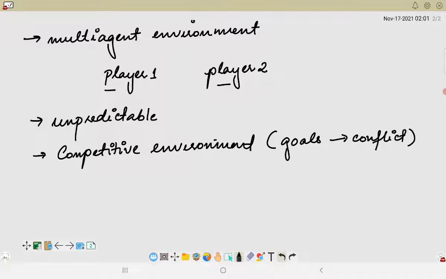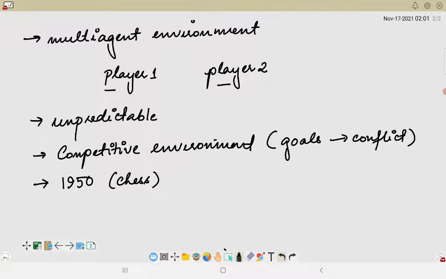It was first taken up in 1950 by the artificial intelligence domain, and the first game to be developed using this particular search strategy, that means adversarial searches, was chess.